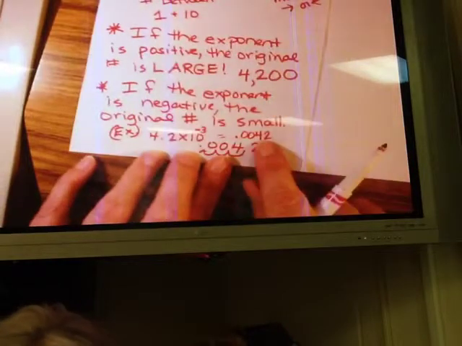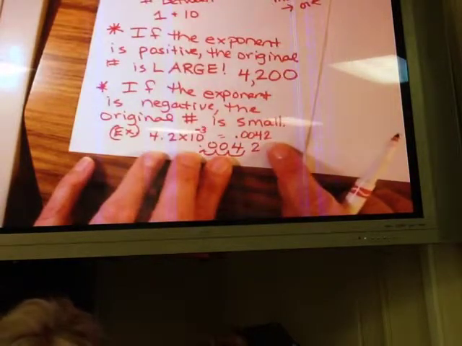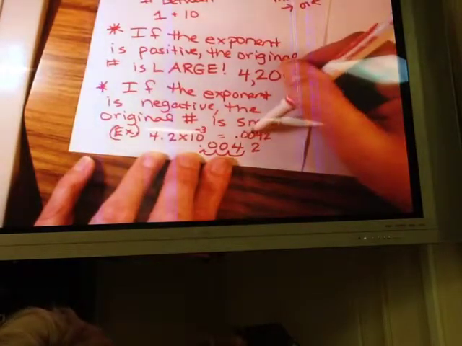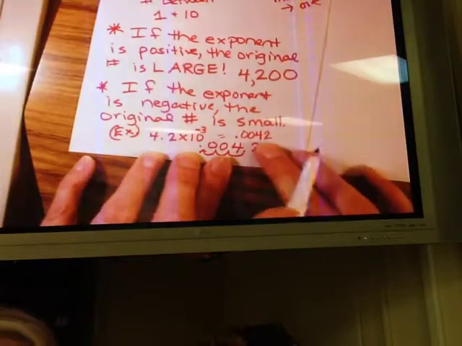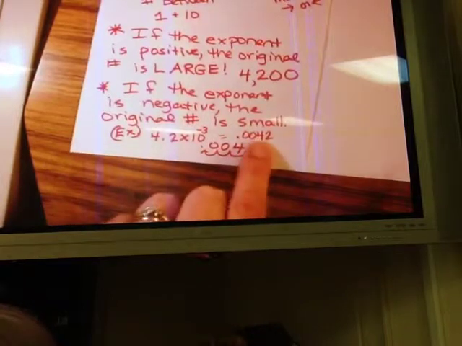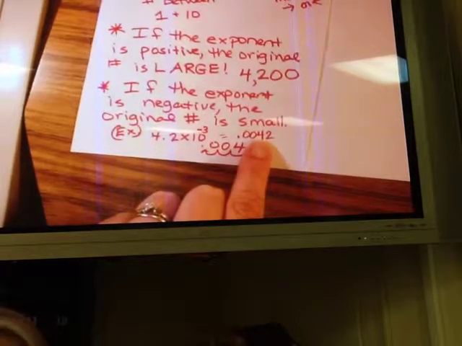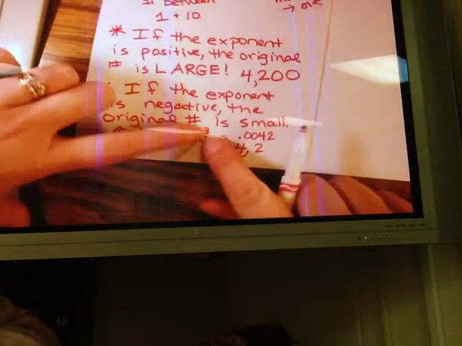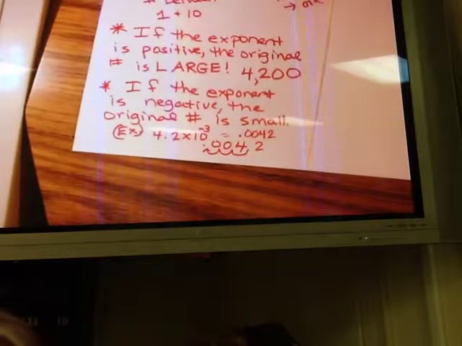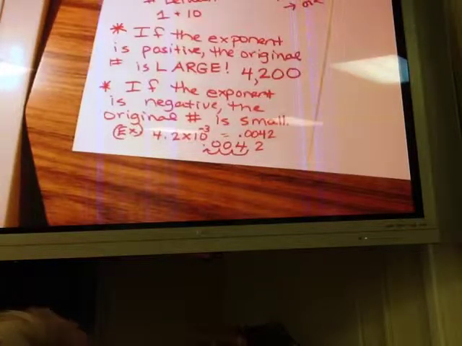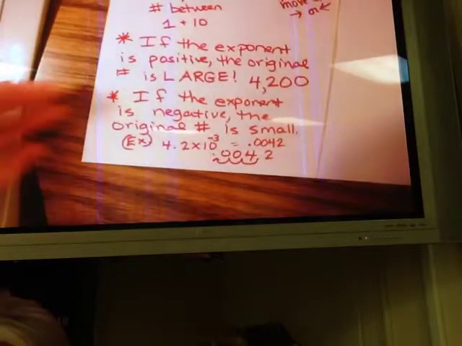Does anybody know how to read that using place value? 42 tenths, hundredths, thousandths, ten thousandths. So that would be 42 ten-thousandths. And so it's a very small number. I knew it was going to be small because it had a negative exponent. So that should be your clue. As soon as you see the exponent, if it's positive, it's a big number. If it's negative, it's a small number. So that should be very easy for you to spot.